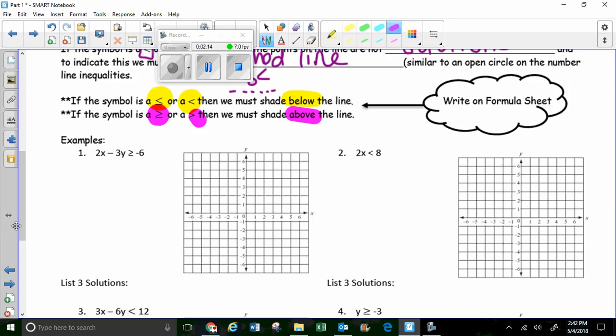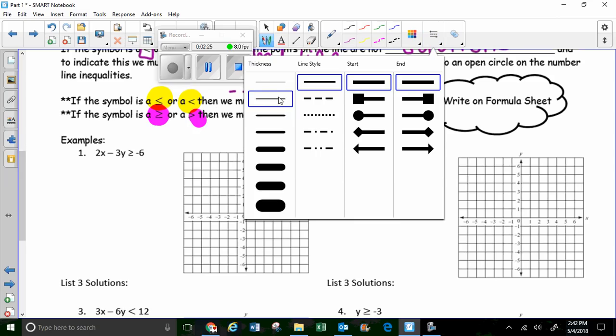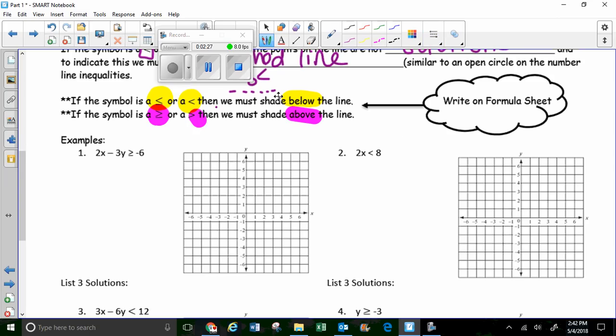Alright, so let's try some examples. So notice number one, that our equation is not in slope-intercept form. So our first order of business would be to get it into slope-intercept form. Okay, so first let's move our x to the other side. So subtract 2x on both sides, which means I'm going to drop down the negative 3y. The symbol is staying the same. And don't forget to put your x first. So it's going to be negative 2x minus 6.